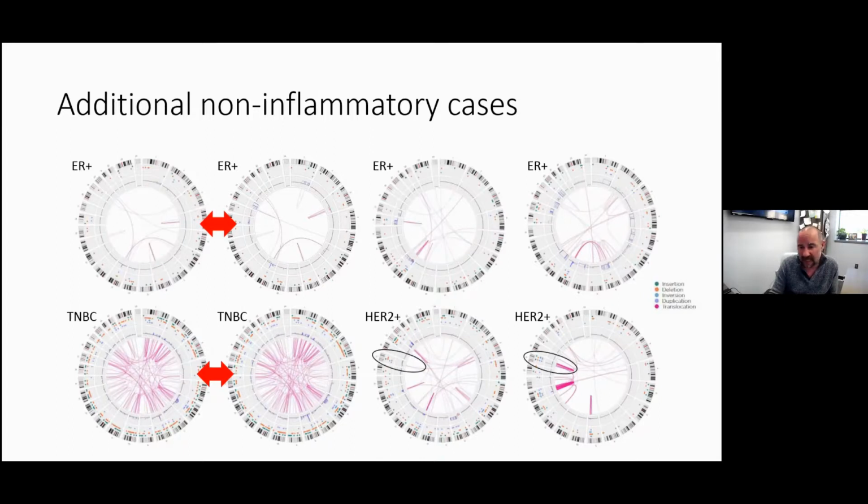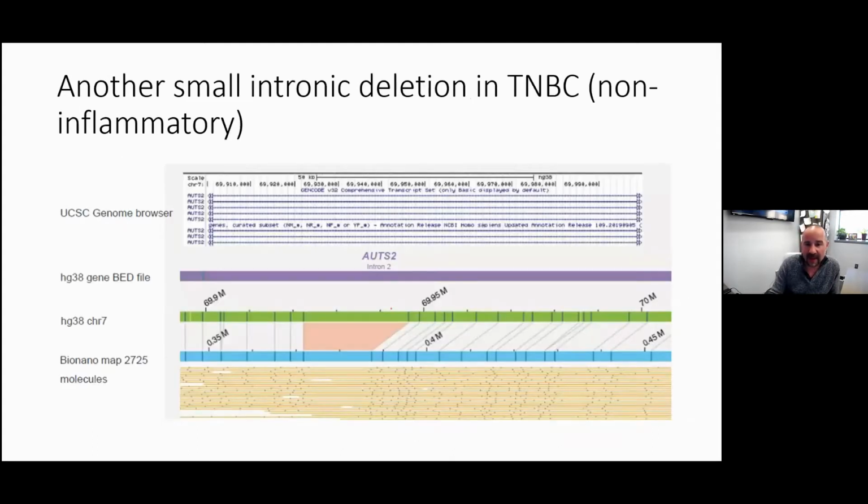We can also see things we expect. So to some degree, in HER2 amplified tumors, we can see either low or high degrees of amplification, including chromothripsis in the HER2 positive sample over here on the bottom right. And in this secondary analysis, we did identify one more deletion in a triple negative non-inflammatory sample. And this was a very small intronic deletion. So again, not disrupting presumably gene function.